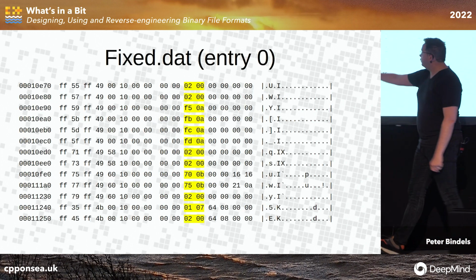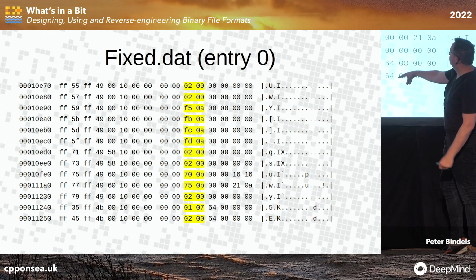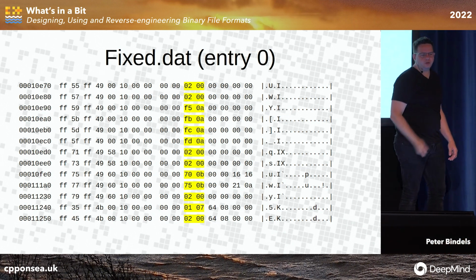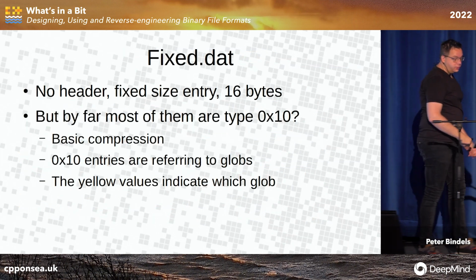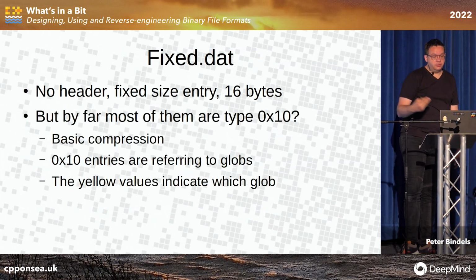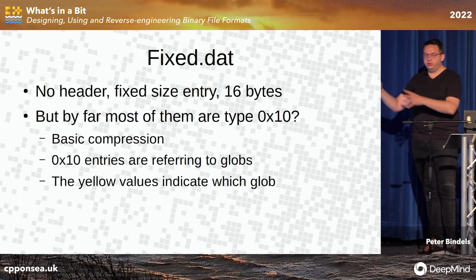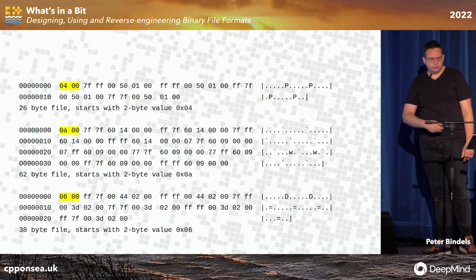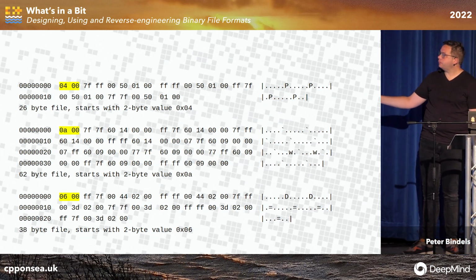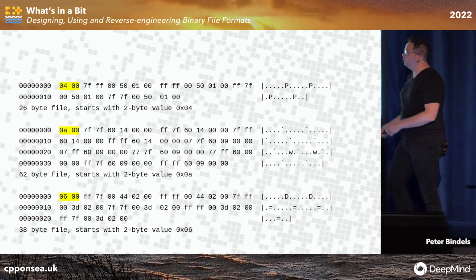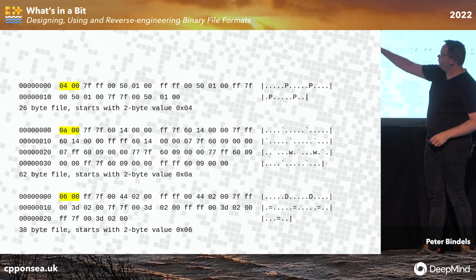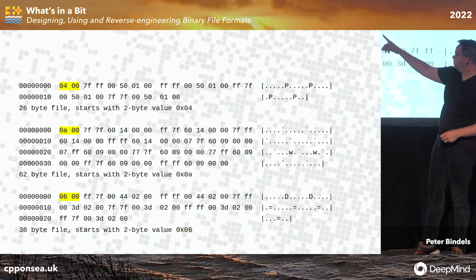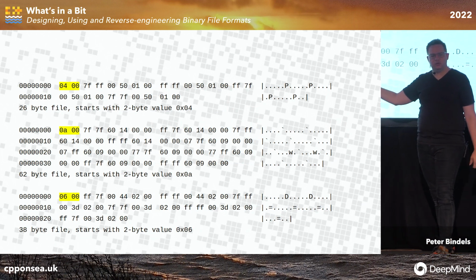And we see that in this column, there's a lot of variation. So remember the globs that we had? Not the gums, but the globs. Turns out the globs are a kind of compression. So each of these entries actually refers to a bunch of things. Looking at globs, we get these bits. Going a bit quickly through the reverse engineering, we have a 26-byte file starting with a 4. We have a 62-byte file starting with a 10, and a 38-byte file starting with a 6.